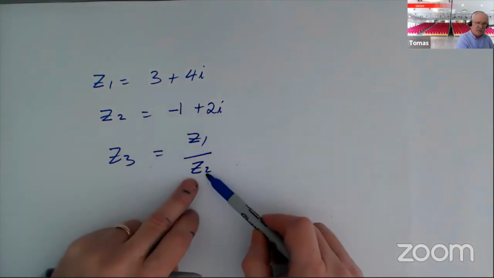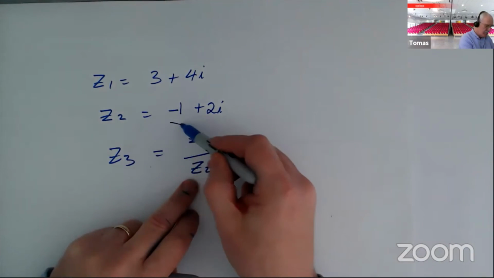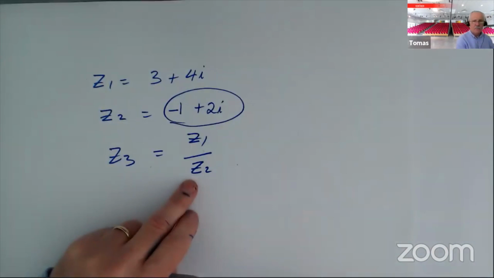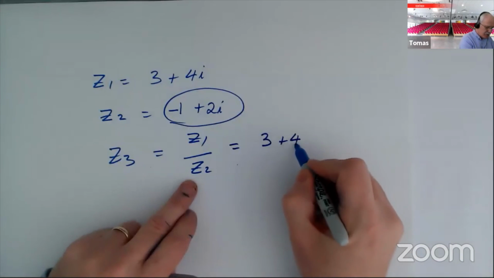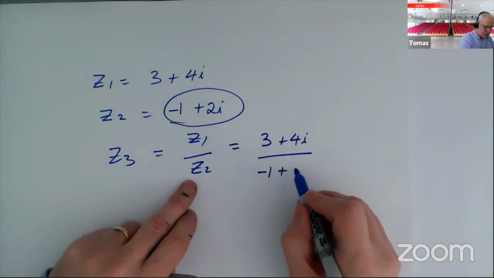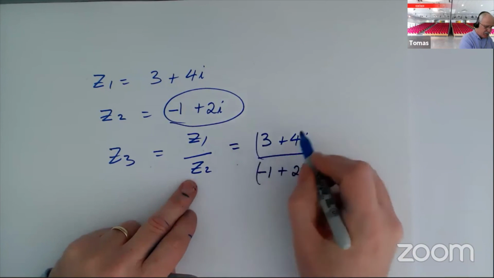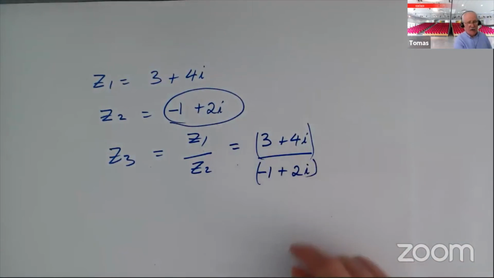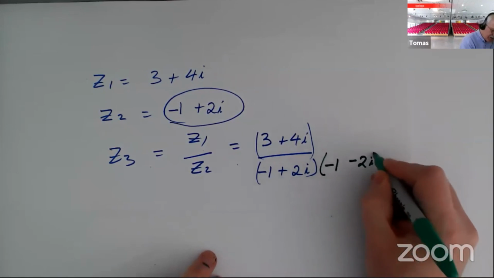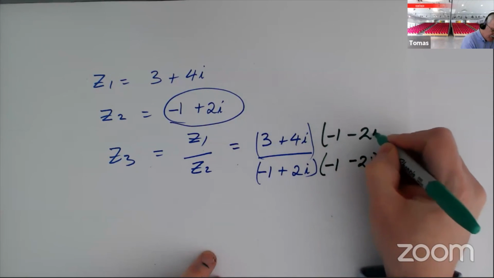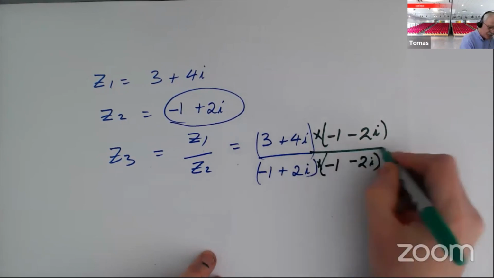If you're dividing by Z2, we'll have to get the complex conjugate. So the question was 3 plus 4i divided by minus 1 plus 2i. You can't do that easily. So the trick was to bring in the thing that sorted it out, the minus 1 minus 2i, that's multiplied there.